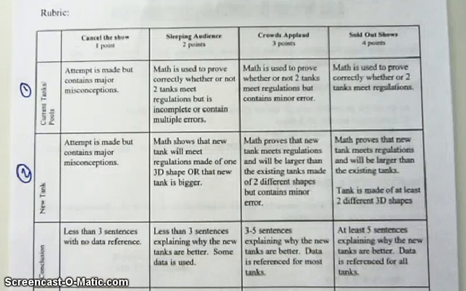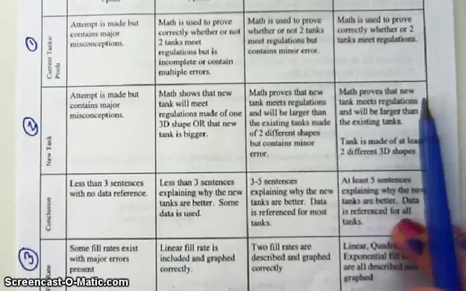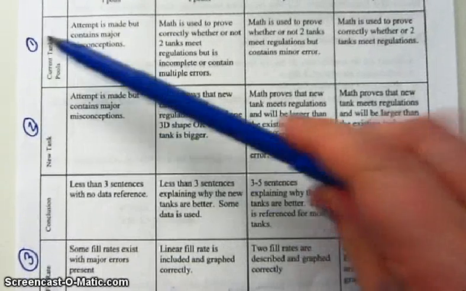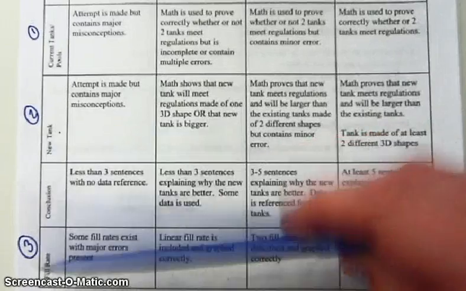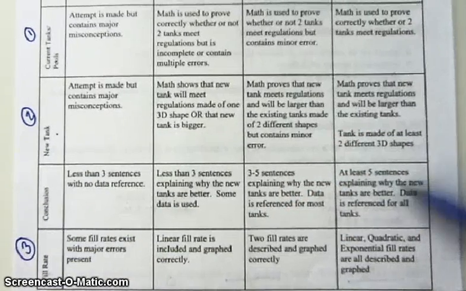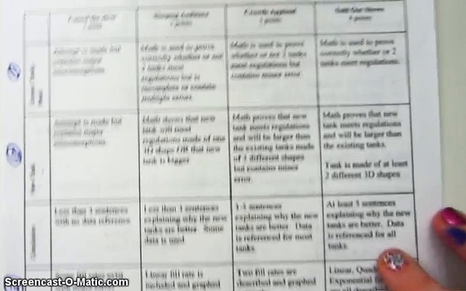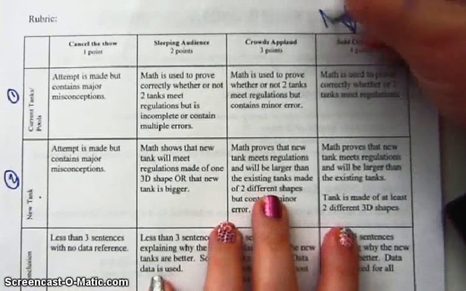On the other side of the assignment paper is the rubric, and it's broken into 4 things, but remember how on the front we outlined 3 things: the current tank, the new tank that you're designing, and the fill rate. I'm also looking for that conclusion about why the new tanks will be better. This is our goal. We want to have sold out shows.